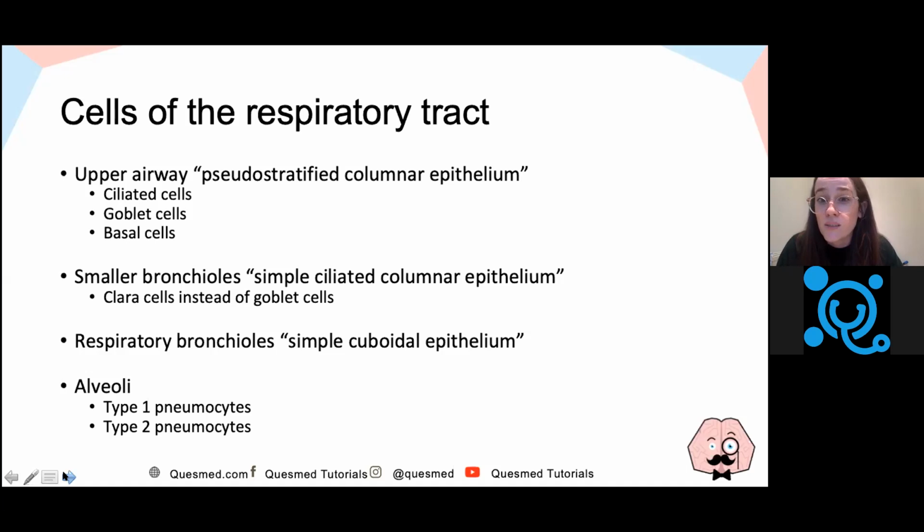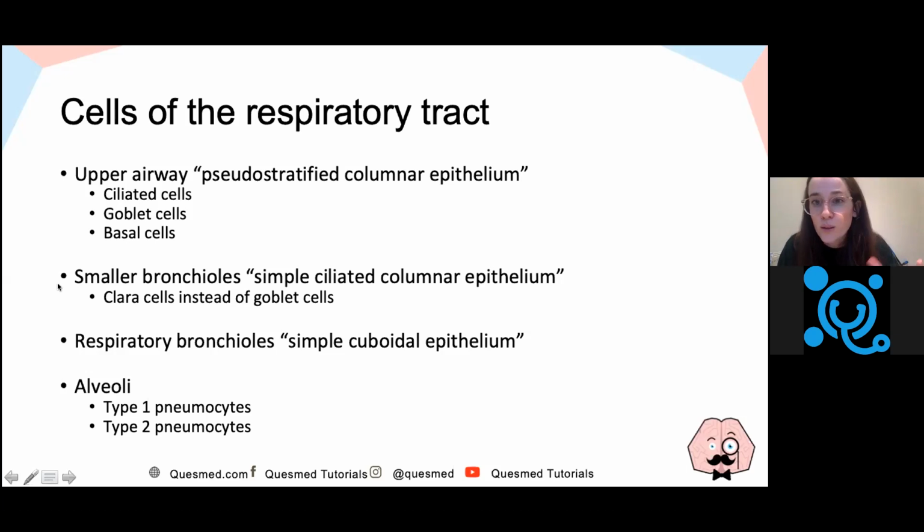So that consists of ciliated cells. These are your cells which have the little hairs on the top, and they help waft any kind of badness up the airway, away from the alveoli, into the back of the throat, so that we can swallow those secretions. We've got our goblet cells, and they're the mucus producing cells, so they help to stick the nasty stuff together so that it can get wafted up. And then we've got our basal cells, which are found towards the basement membrane.